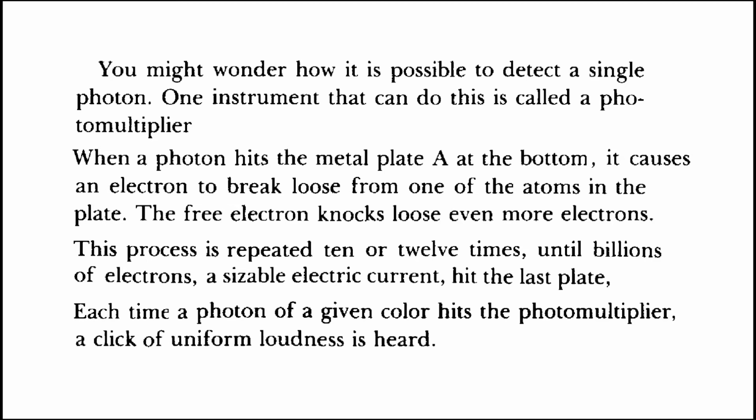Okay, the metal plate A at the bottom causes an electron to break loose from one of the atoms in the plate. And again, he's making a second assumption, which is that the electron is another particle which the photon hits. You wonder how that is possible. First, because the photon is zero-dimensional, so is the electron.